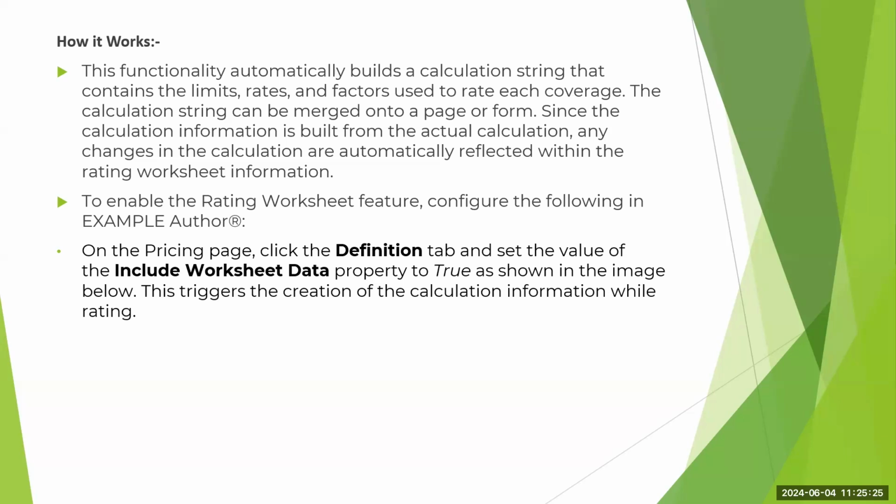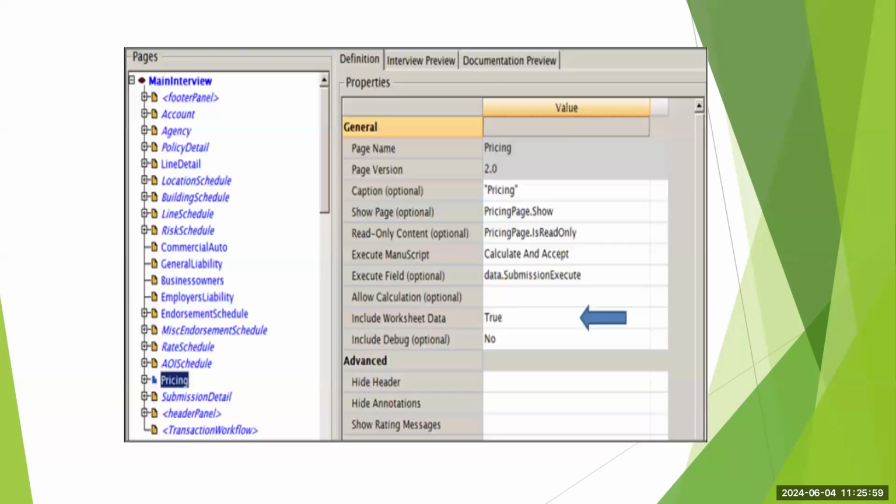On the pricing page, click the definition tab and set the value of the include rating worksheet property to true, as shown in the image. That triggers the creation of the calculation information while rating. That means the rating page is one of the coverage pages. So when you set the include worksheet data property, whatever calculation is done on the coverage screen will also be reflected at the same time in the rating worksheet.